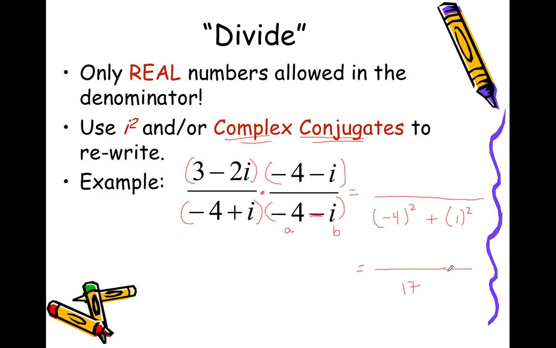Now my numerator is going to be messy, right? Negative 12 minus 3i plus 8i plus 2i squared. So that's going to be negative 12 plus 5i minus 2. So that's negative 14 plus 5i over 17.